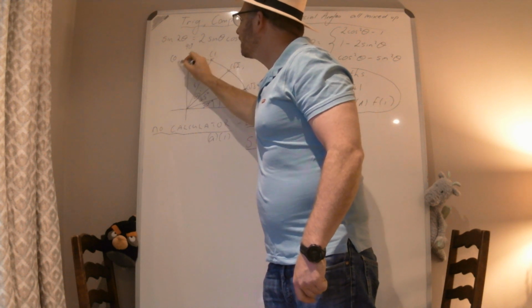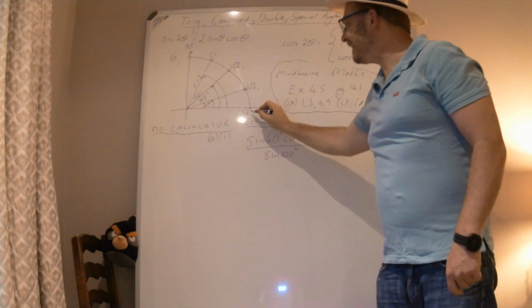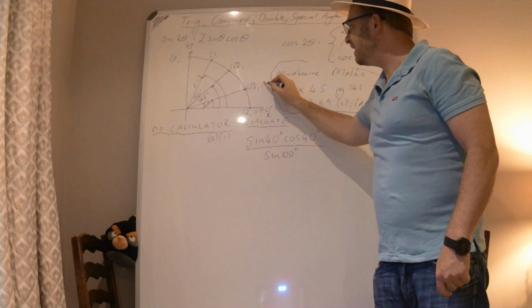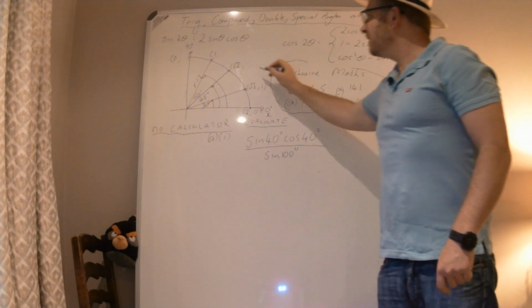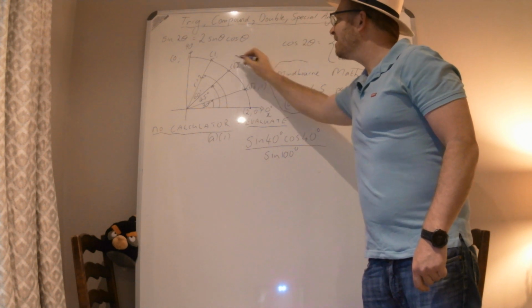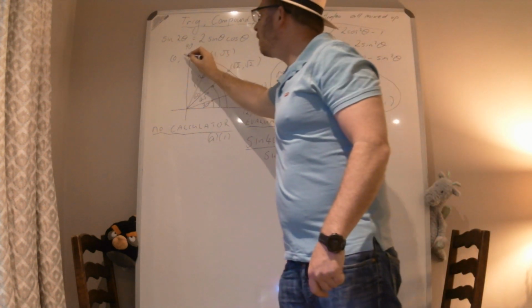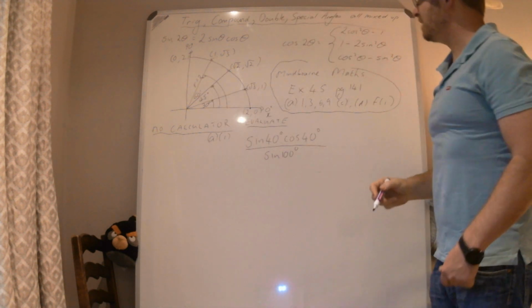Okay? And then your y-coordinate at 0 degrees is 0. And it gets bigger by 1 root each time. So here it's root 1, which is 1. Over here it's root 2. And over here it's root 3. And here it's root 4, which is 2. So there's your special angles diagram.